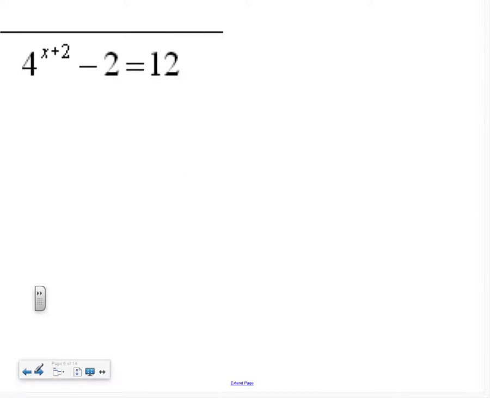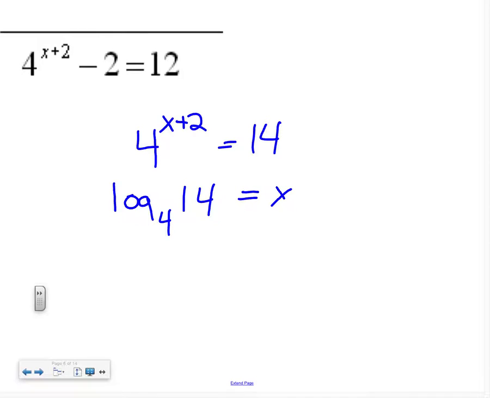All right, so you guys tell me, what would I do first with this equation? The 2 over, right? You have to isolate the exponent, right? So I have 4 to the x plus 2 equals 14. All right. So now I'm going to write it as a log. All right, so tell me how to write it as a log. Log base 4 of 14 equals x plus 2. All right, now that is just a number, and you're just going to subtract 2.